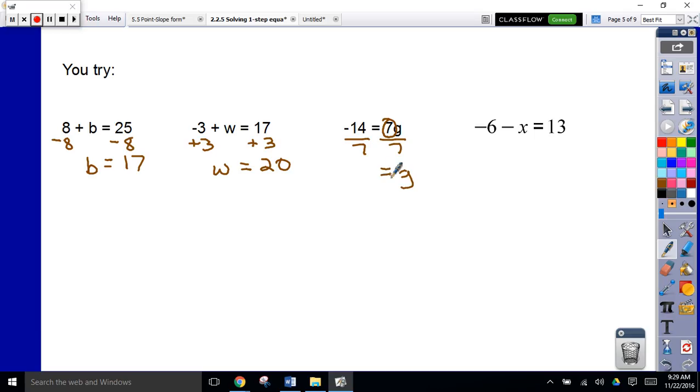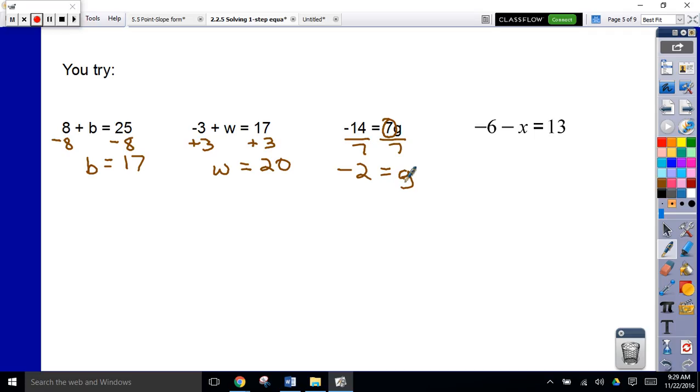What's that? No, we have negative 14 divided by 7. Negative 2, there you go. So G equals negative 2. Okay, questions about these so far? Do you see what to do? Yeah. Okay.